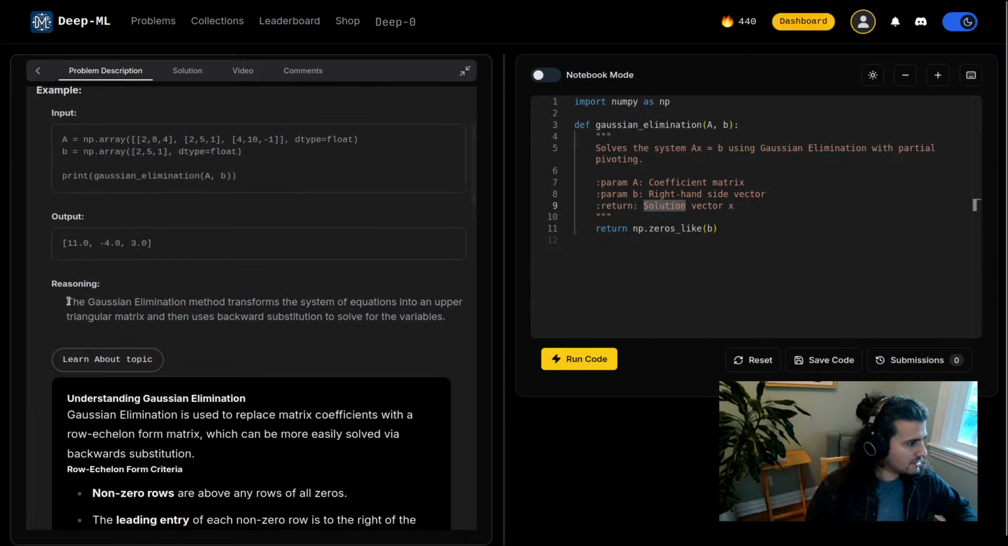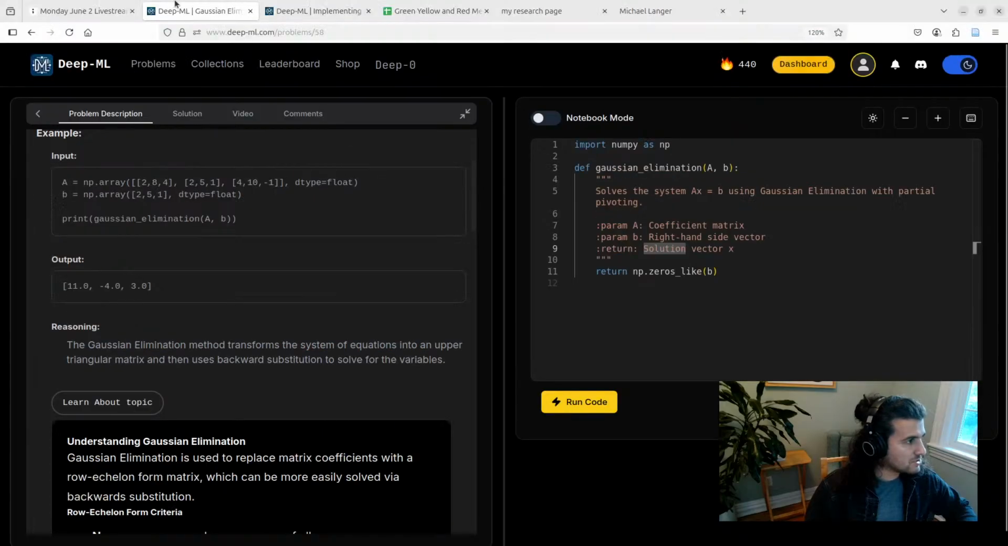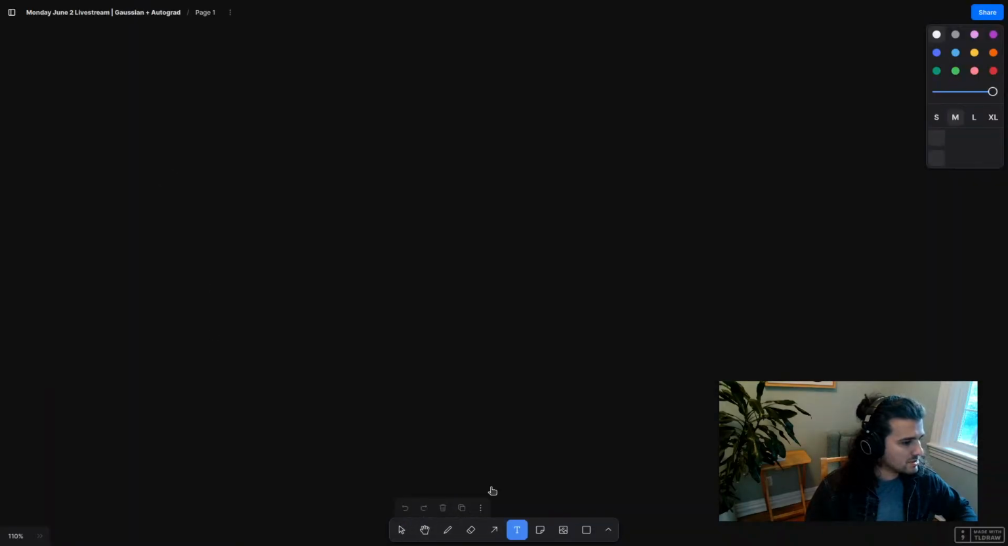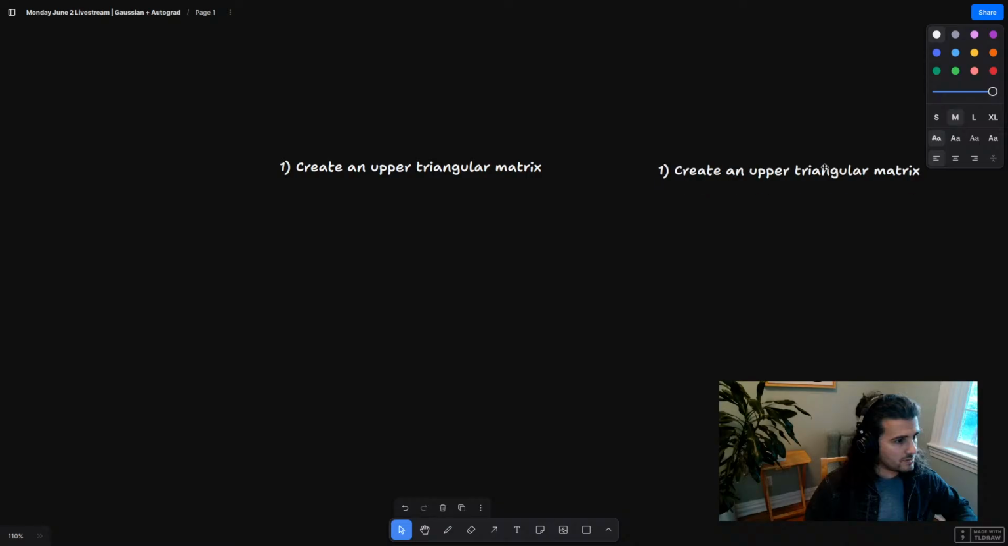Okay, there's two things here. I have to do a transformation and then use backward substitution. Seems to be two steps. So first, create an upper triangular matrix. That seems to be step one. And then somewhere I have to use backward substitution. Okay, cool. Pretty cool.